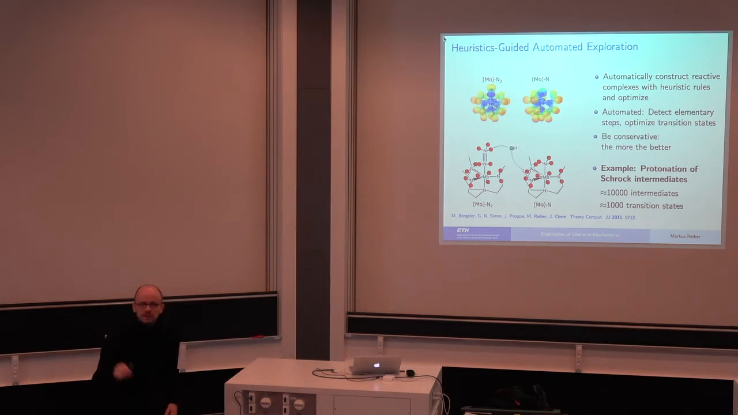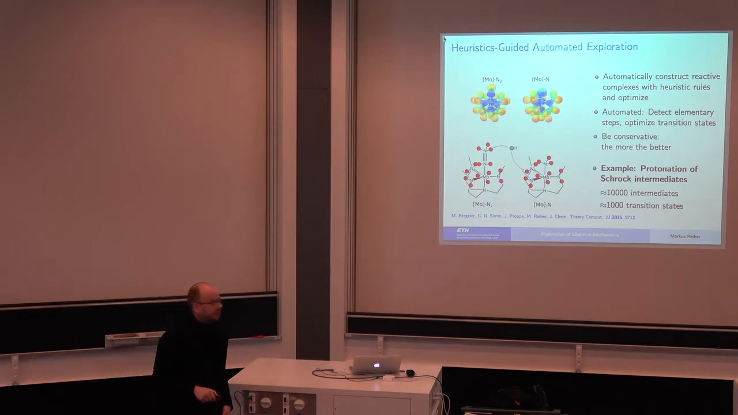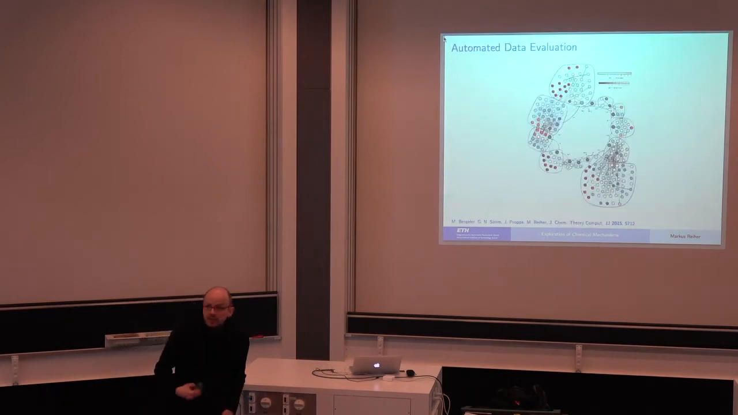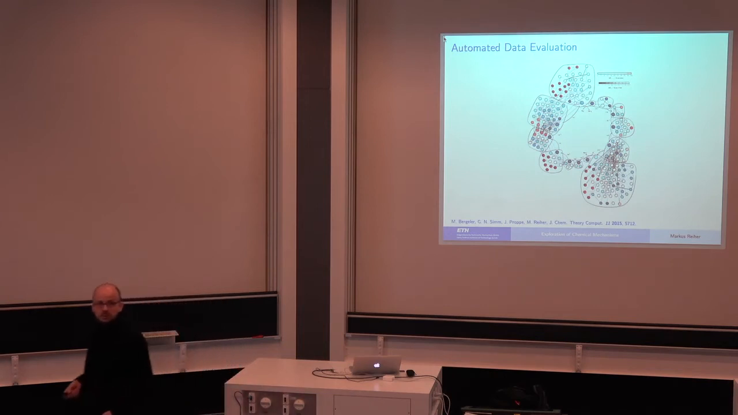So we better add more of these reactive sites to see where the proton could go, in order to not miss any important intermediate. And so you end up looking at 10,000 intermediates of the whole cycle and at least 1,000 transition states. Okay? And we can do this in an automated way. And even the evaluation is done automatically using Python scripts, and this is the result.